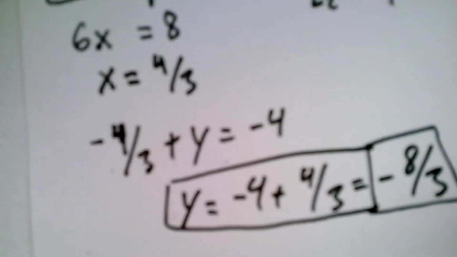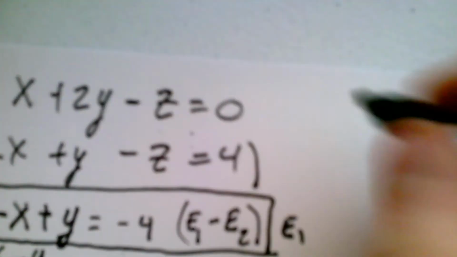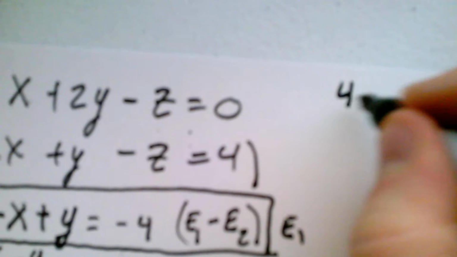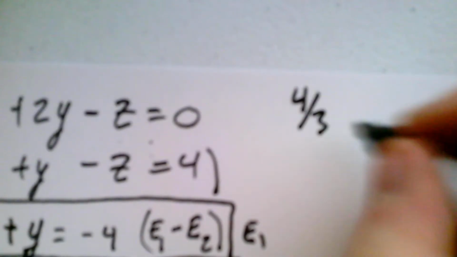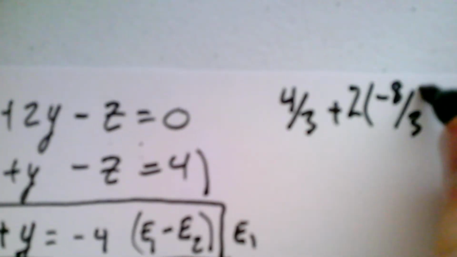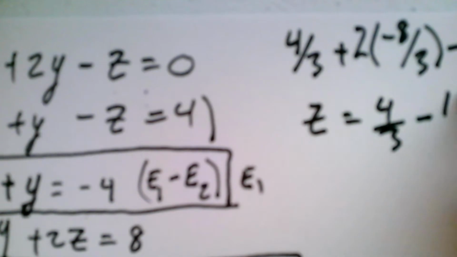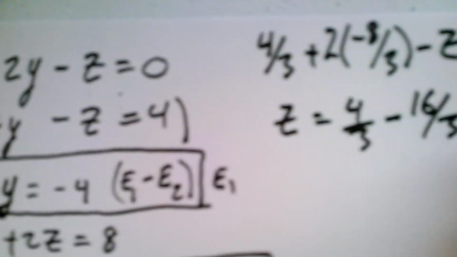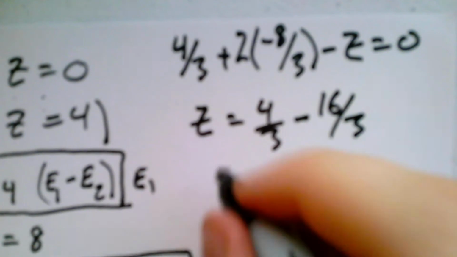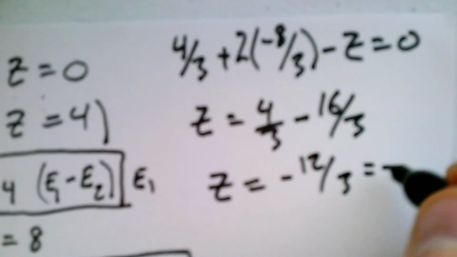And then I can plug both of these into any equation that has a z in it and get back my z value. I'm going to do this one. So we have 4/3 was equal to x plus 2 times negative 8/3 was y minus z equals 0. So z is equal to 4/3 minus 16/3. And so z is equal to negative 12/3, which is negative 4.